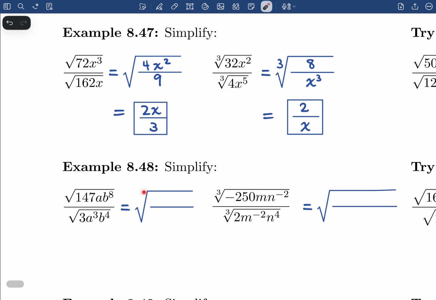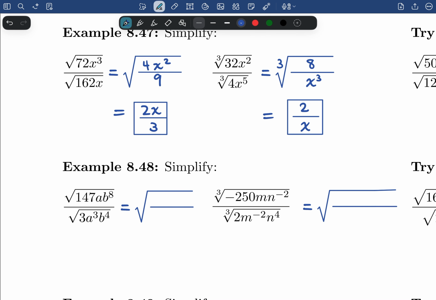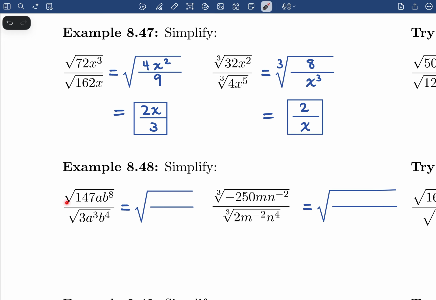and you'll notice I've already set things up, right? I'm taking a fraction of radicals, and I'm combining the 2 radicals into a single radical. So I'm already setting it up so that it's easy to approach. You can do the same. So here I see the square root of 147 times a times b to the 8th divided by the square root of 3 times a cubed times b to the 4th. So now instead of a single variable, we have 2 variables in question, a and b.